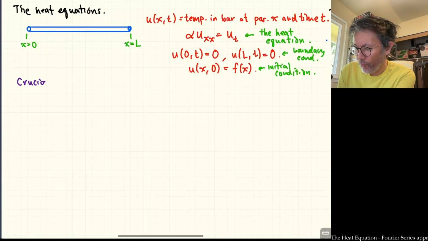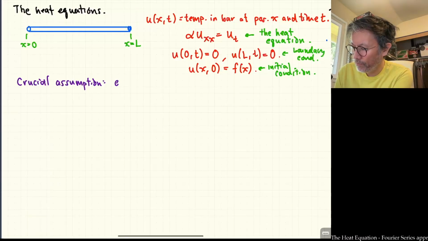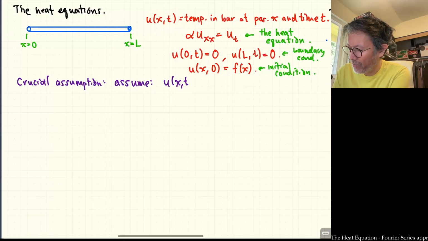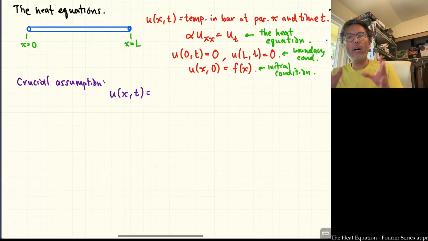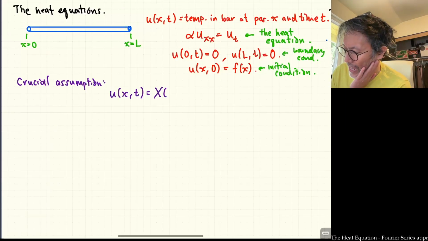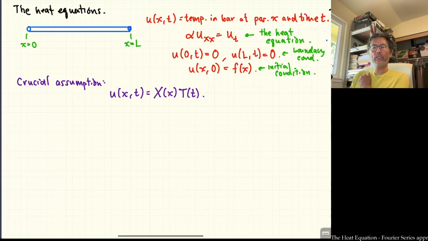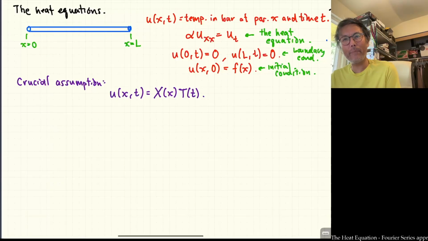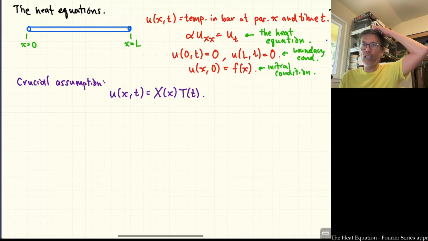Which is that of separability. We're going to assume that u of x comma t can be factored into a product of a function of x only and a function of t only. And we're going to call those functions of x and t capital X and capital T, just following the conventions that are in the textbook.